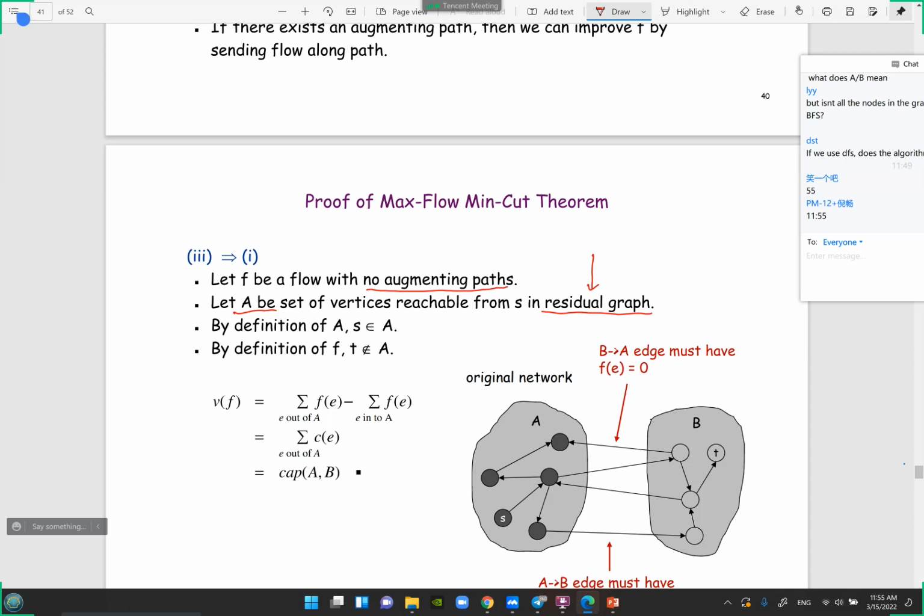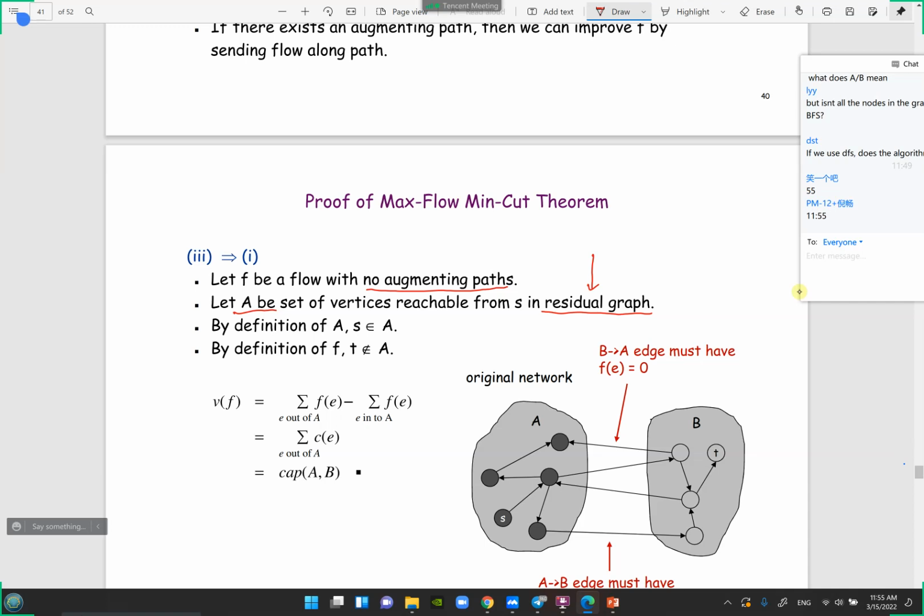So therefore, if T was part of A, then that means that T is reachable from S. But if T is reachable from S, then you have an augmenting path in the residual graph. So if you do not have an augmenting path in the residual graph, you cannot reach T. So therefore, T is not in A.